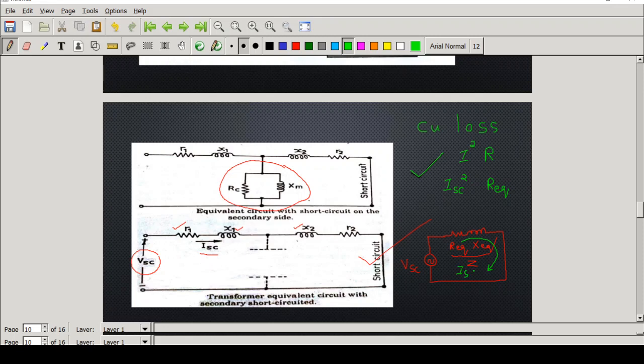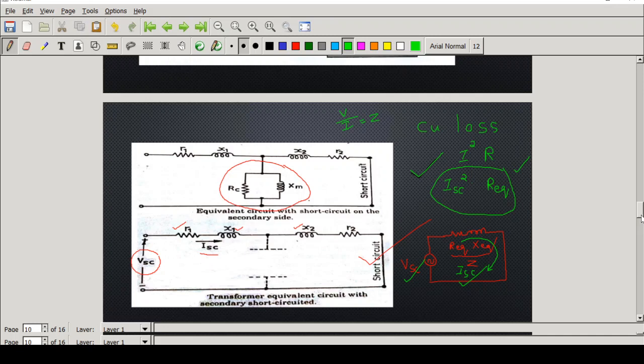Now since I have eliminated the no load parameters, the wattmeter reading will give this loss, the copper loss. Because you are giving a voltage to an impedance and a current is flowing, so that means there is some copper loss. So this wattmeter will give the copper loss, that is ISC squared into R equivalent. This value we can get from the wattmeter. Now we have the voltmeter which will give the voltage and an ammeter which will give the current. So V by I is equal to Z. We can get the value of Z and the value of resistance, and using that we can find the reactance.